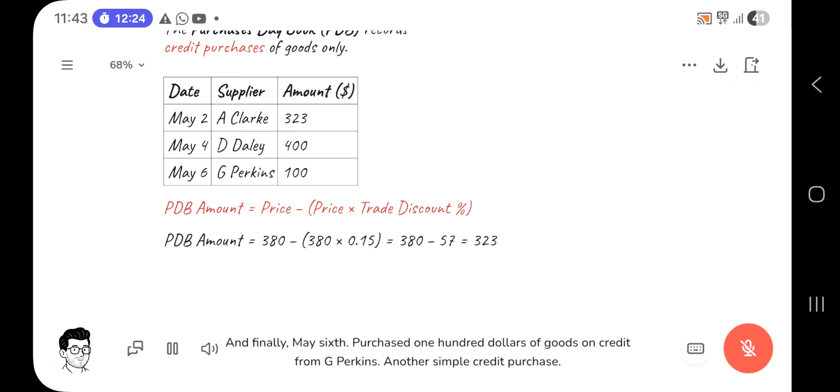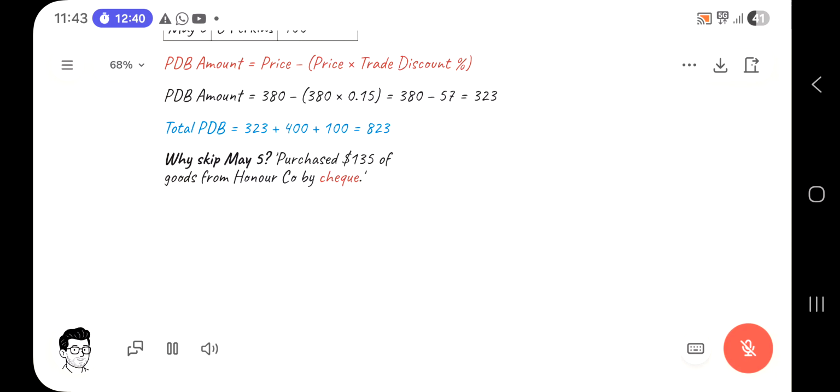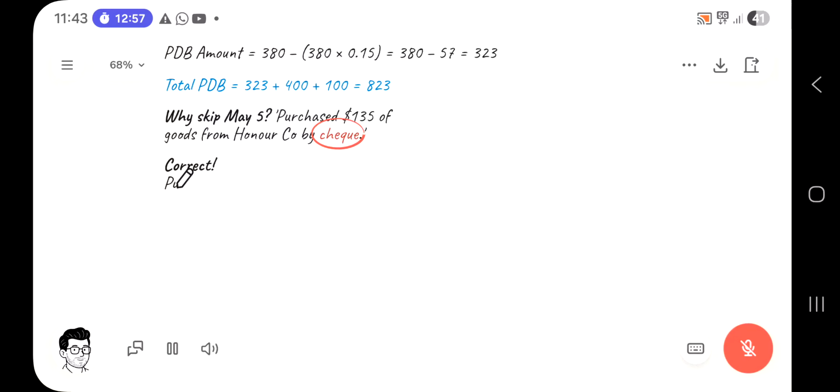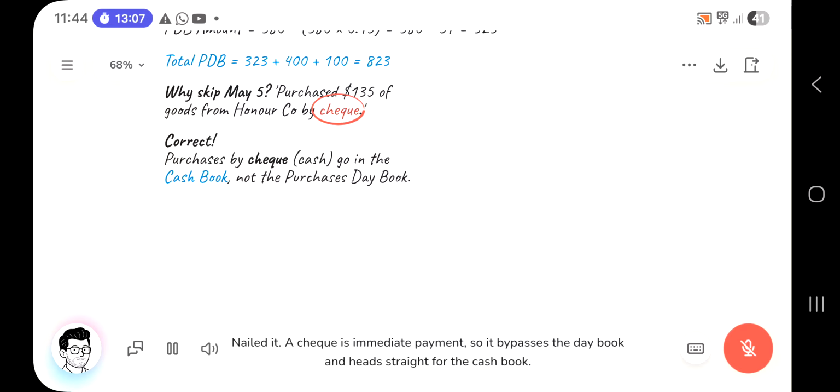Wait, did you notice I skipped the purchase on May 5th? Any idea why that one didn't make the cut for the Purchases Day book? Nailed it. A check is immediate payment, so it bypasses the day book and heads straight for the cash book.